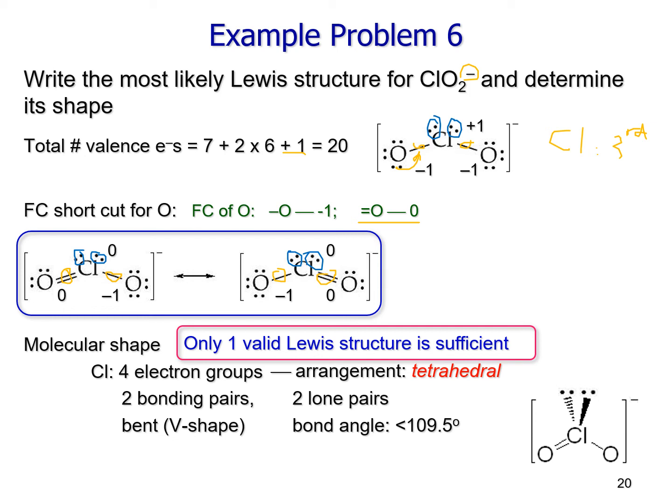Regardless of most likely Lewis structures or not, all we need for VSEPR is 1 valid Lewis structure. Because for VSEPR, we really don't care which bond should be double, which bond should be triple. Triple, double, they both count as one electron group, same as a single bond. It doesn't matter for VSEPR theory whether it is the most likely Lewis structure or not. All we need is one valid Lewis structure.